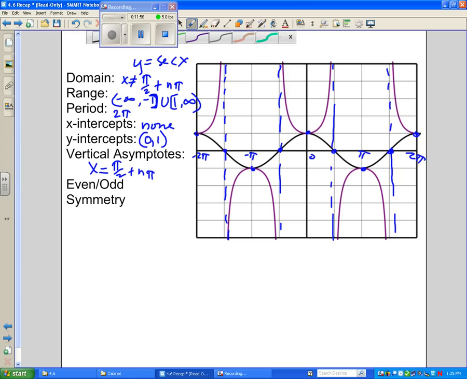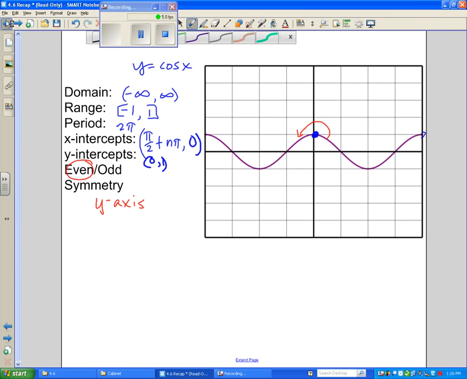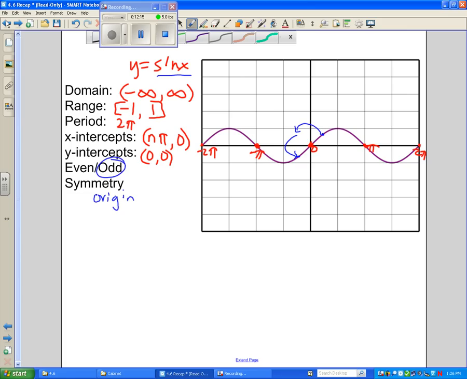If we were asked to say if this is even or odd, if I reflect this about the y, it maps onto itself, so it's an even function, and its symmetry is the y-axis. That's it. That is all the six trig functions and all their different concepts associated with them. You need each of these concepts in order to be able to graph transformed trig functions.